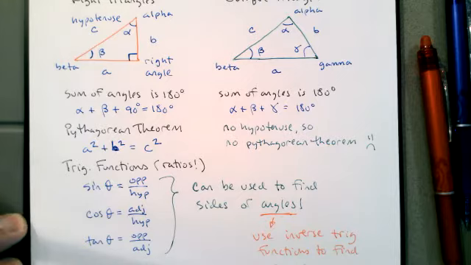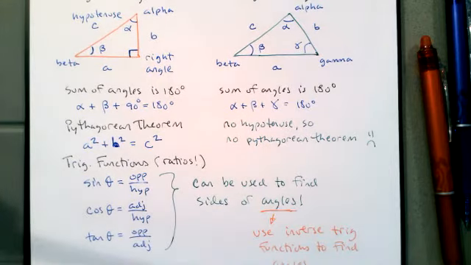These are the tools that we have in the solving right triangles toolbox. The sum of the angles is 180 degrees. The Pythagorean Theorem says the sum of the squares of the legs of a right triangle is equal to the square of the hypotenuse. And the trig functions, which relate the sides to the angles. Any questions?